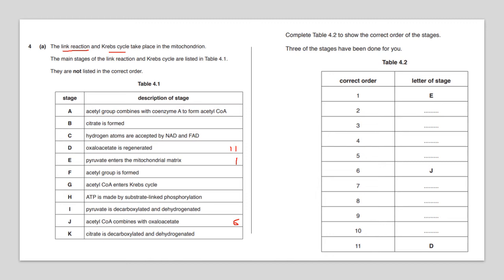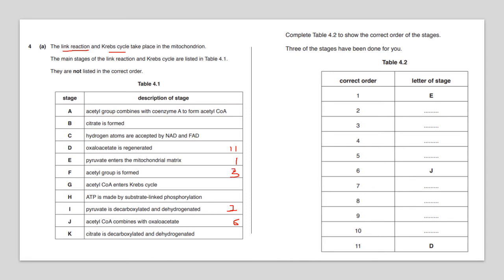So we know that G is definitely going to come after A, right? And then over here, ATP is made by substrate-linked phosphorylation. There is no ATP made during the link reaction, so we know that that's not possible. Pyruvate is decarboxylated and dehydrogenated. This certainly has to be 2. Based on what we can see, citrate doesn't play any role in the link reaction. So pyruvate is decarboxylated and dehydrogenated, and once that happens, we're going to form an acetyl group. So this then becomes 3.